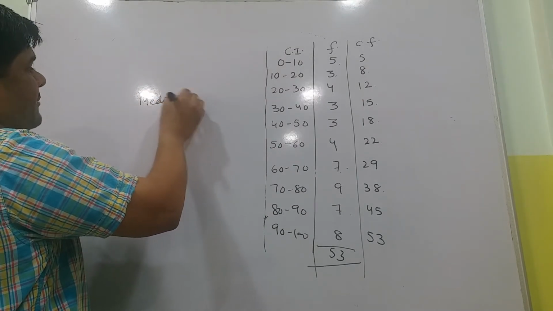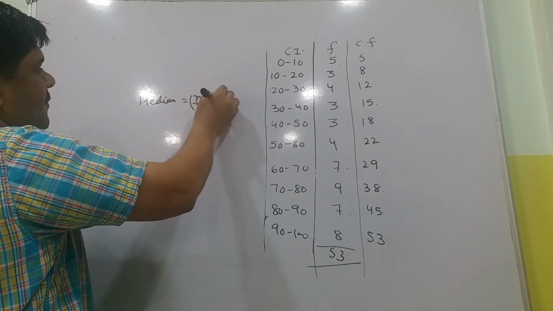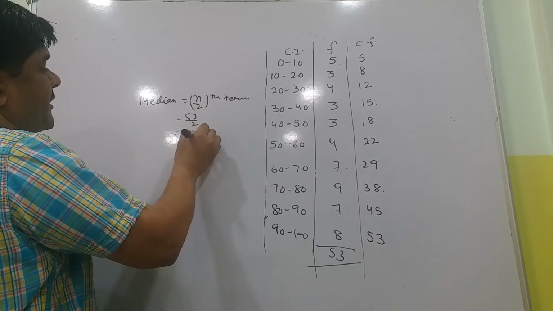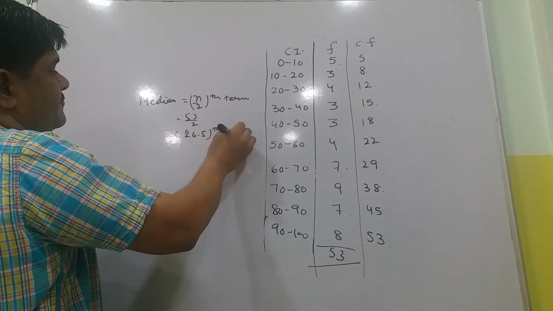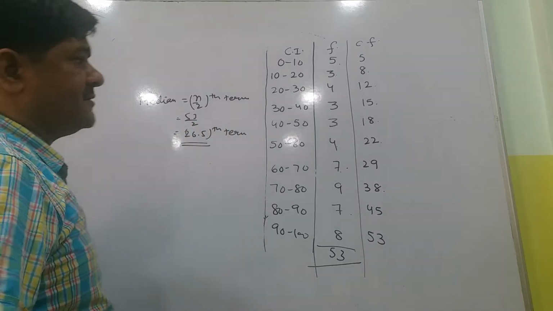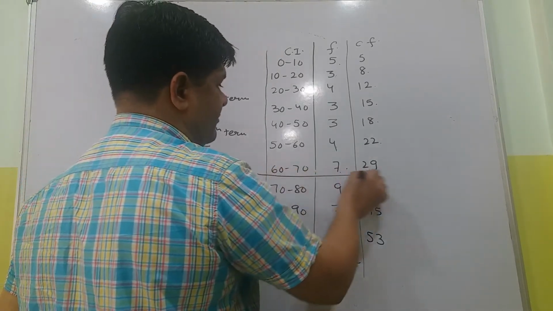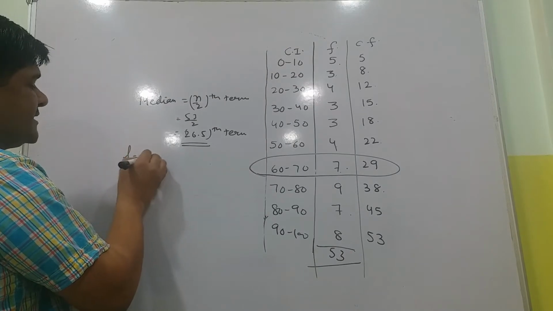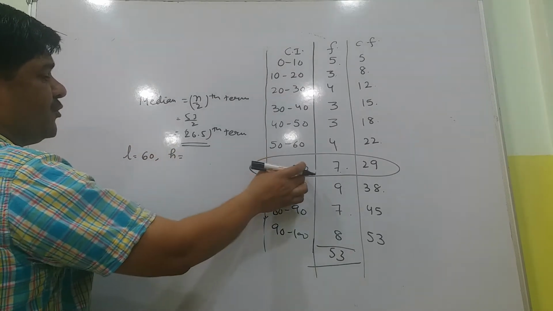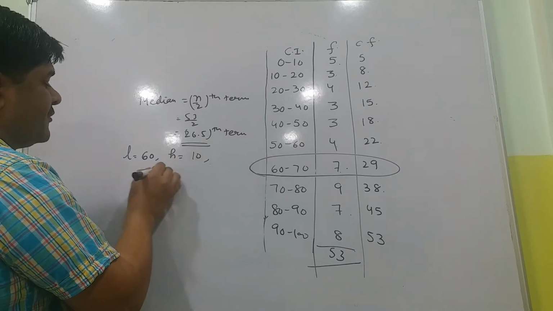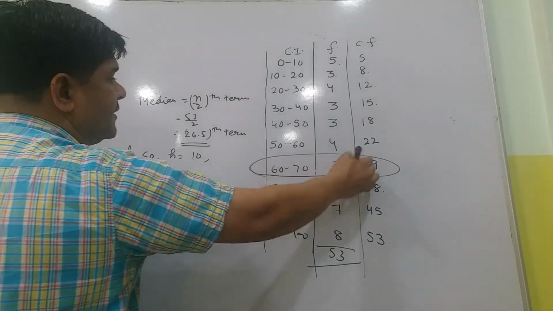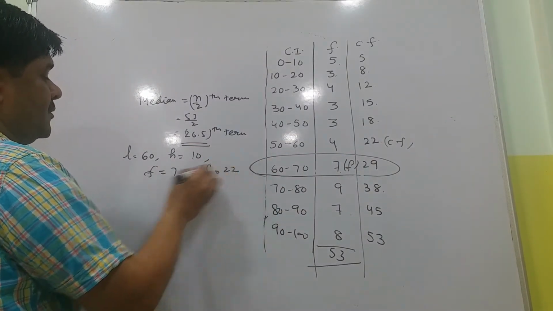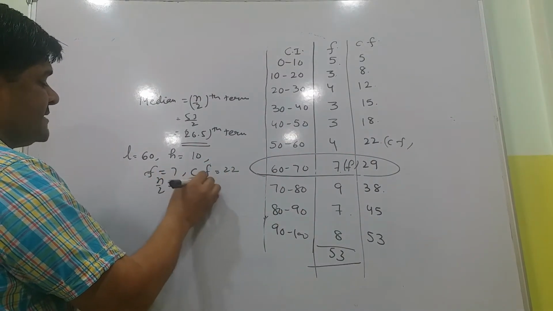Median is equal to the n by 2th term. So that is 53 by 2, 26.5th term. Look for the cumulative frequency greater than this; the one greater than this is 29. It means the median will lie in this class interval. So its L is 60, H comes out to be 10, F comes out to be 7 and CF comes out to be 22. N by 2 you already calculated, 26.5.